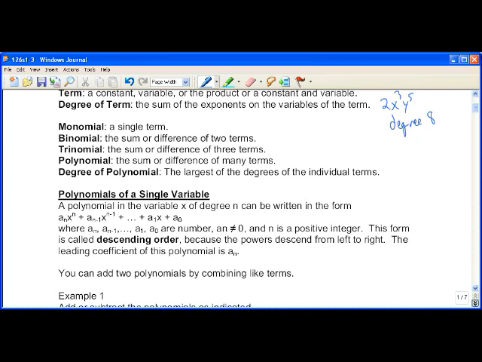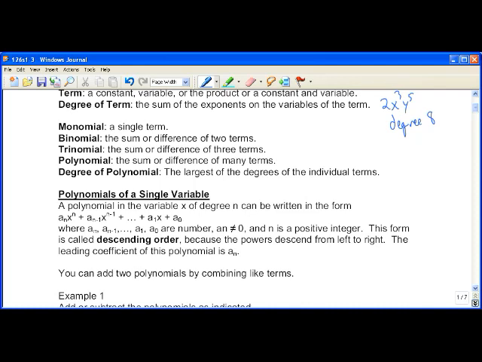So, polynomials of a single variable. That's the most common what we deal with here. A polynomial in the variable x of degree n can be written in the form a sub n x to the n, plus a sub n minus 1 x to the n minus 1, plus ... a sub 1 x, plus a sub 0.